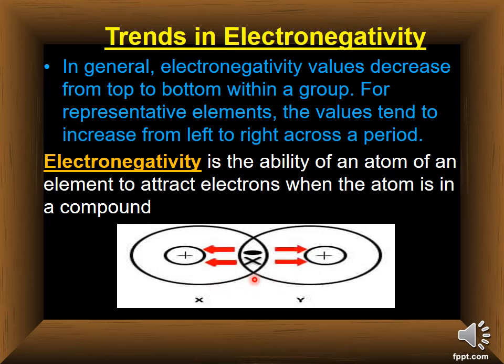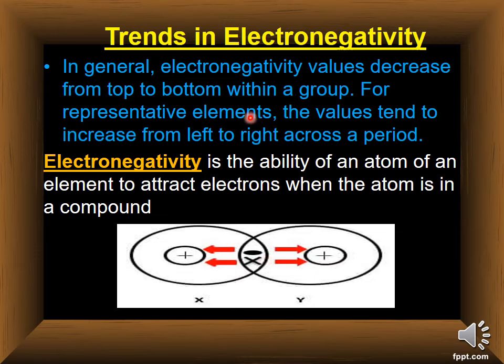Okay, so what is electronegativity? The ability of an atom to attract the pair of electrons toward itself is called electronegativity. So what is the trend? In general, the electronegativity value decreases from top to bottom in a group, remember. And among representative elements, the value increases from left to right, across the period. So from left to right, electronegativity increases, and from top to bottom, electronegativity decreases.